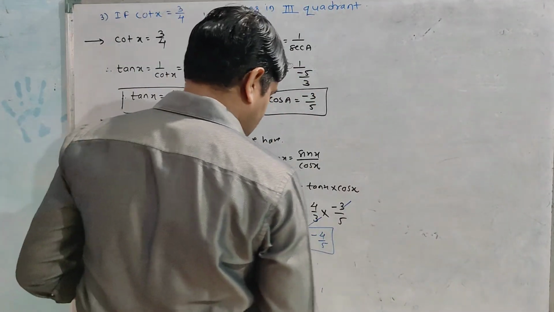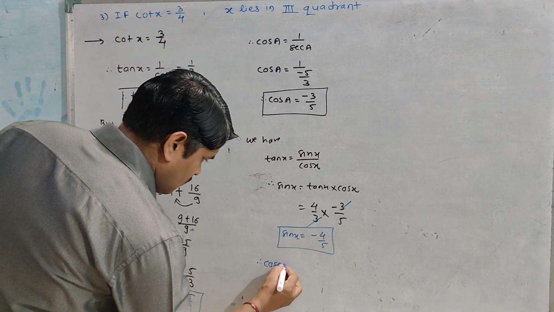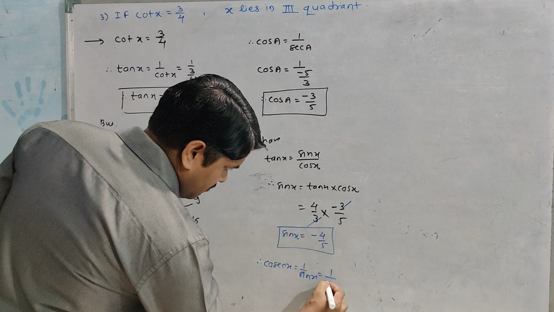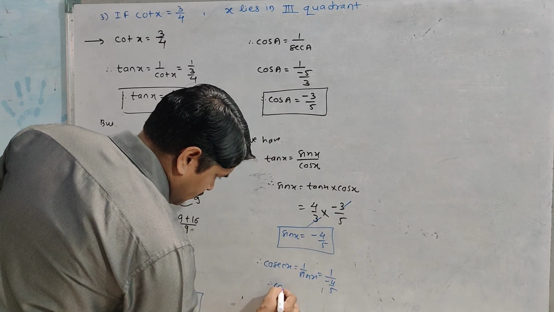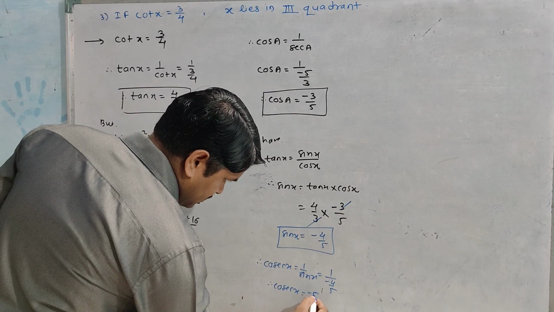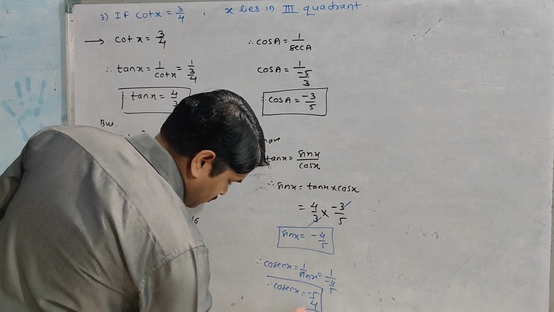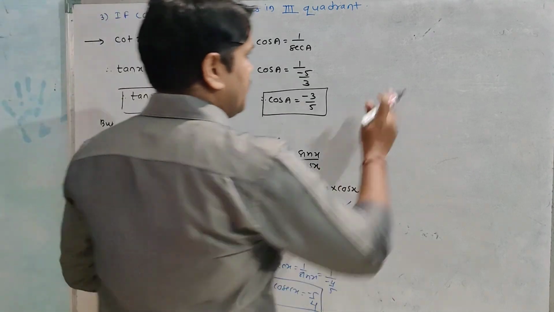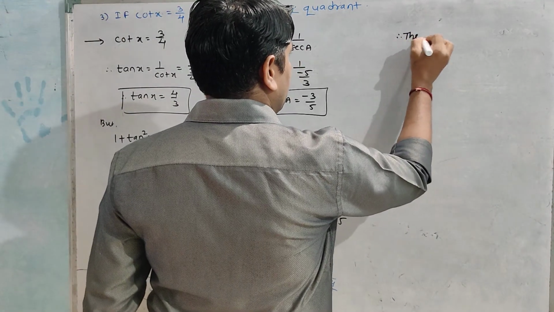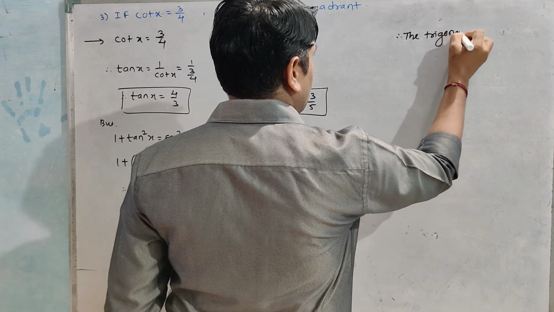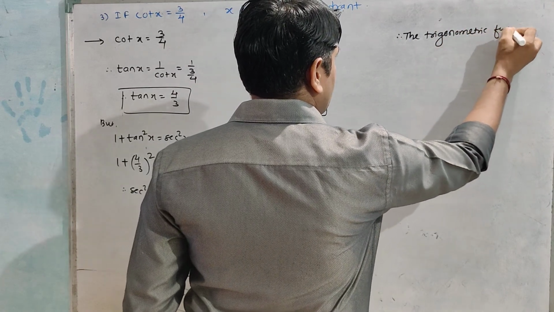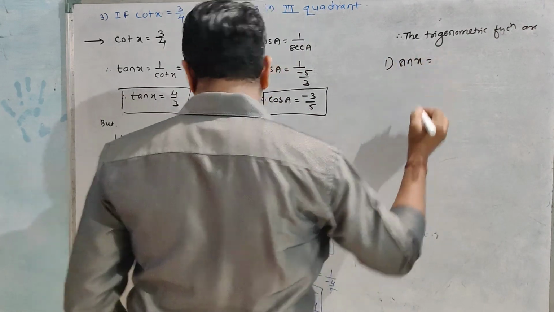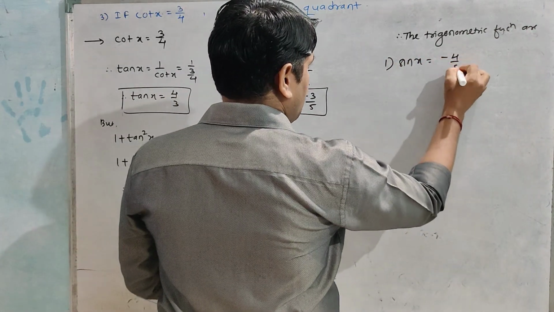So we got sin. Therefore cosec x is 1 upon sin x, which is equal to 1 upon minus 4 upon 5. So we get cosec x is minus 5 upon 4. So this is your cosec x. And therefore we can write here, therefore the trigonometric functions are: number 1, sin x. Sin x is equal to minus 4 upon 5.